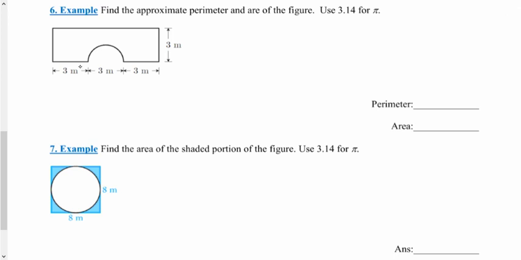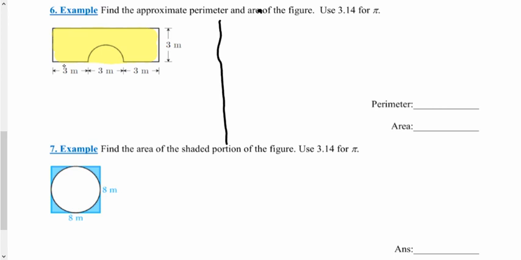Here, I see that we've got a rectangle, and then what we're going to do is take this rectangle and chop out part of that, which is this circle here. So let's start out by saying find the approximate perimeter and area of the figure. Okay, so let's do the perimeter first.